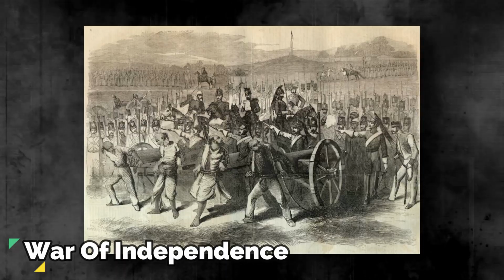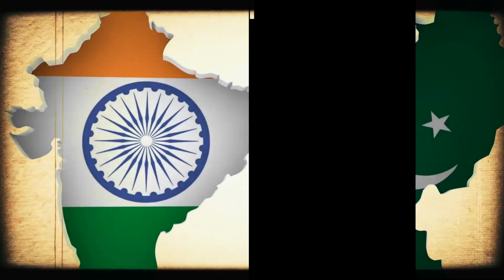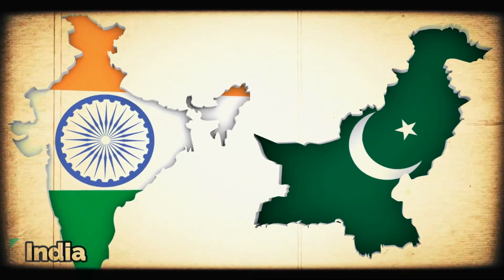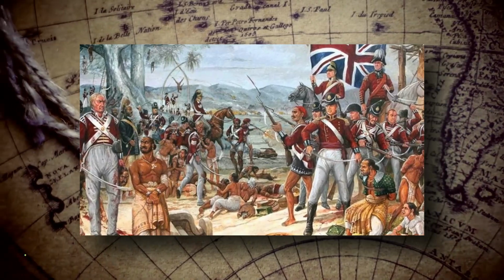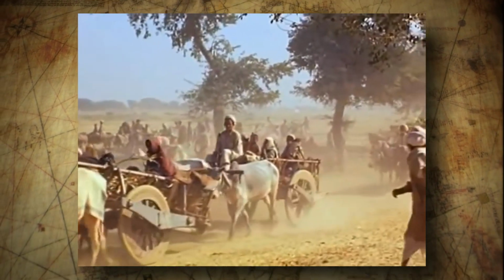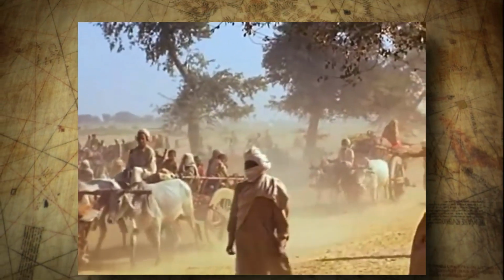The Indian independence movement, which later became known as the War of Independence in the subcontinent, was an important turning point in the history of both India and Pakistan. It was marked by a struggle for freedom from British colonial rule that lasted for over 90 years, and it resulted in the largest mass migration in the history of humankind.